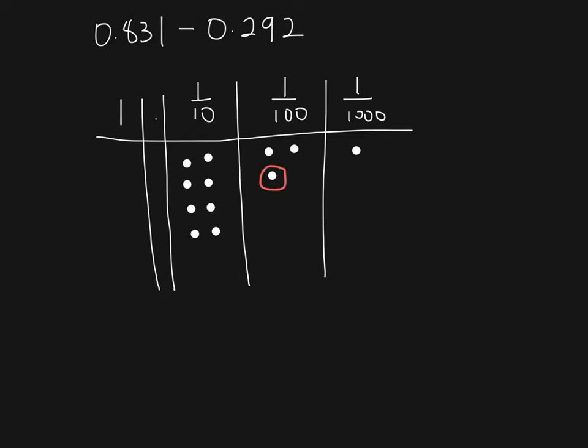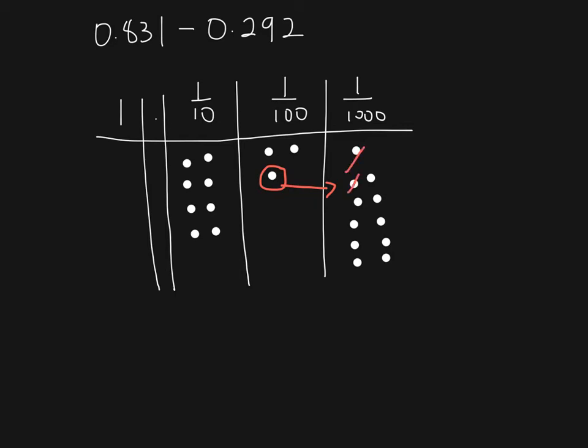So I'm going to have to take one of these and move it over where it becomes 10 every time it moves to the right. It's 10 times as much, 10 times as many dots. So, 2, 3, 4, 5, 6, 7, 8, 9, 10. Okay, and now that I've done that, I can subtract the 2.